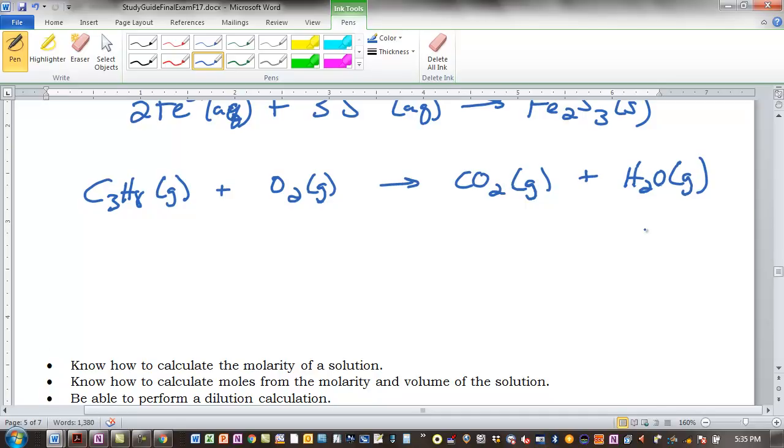All right, so let's balance this. So we need a 3 there, 4 there, 6, 10, 5. There we go. All right, so that's the combustion of propane. Let's react.